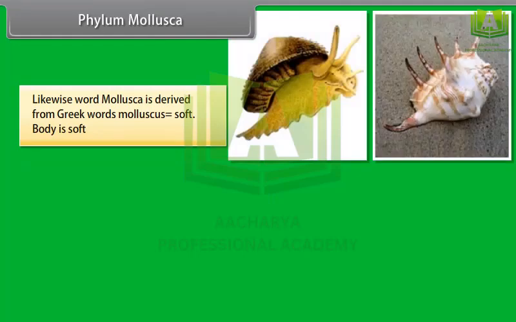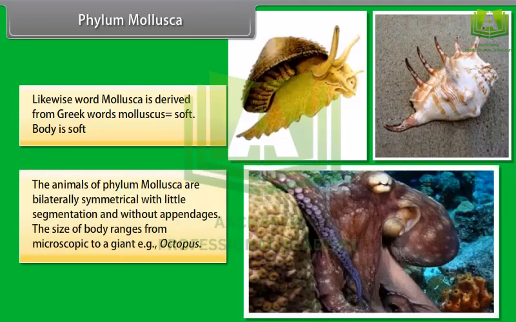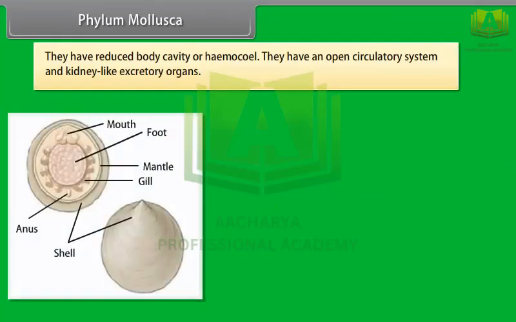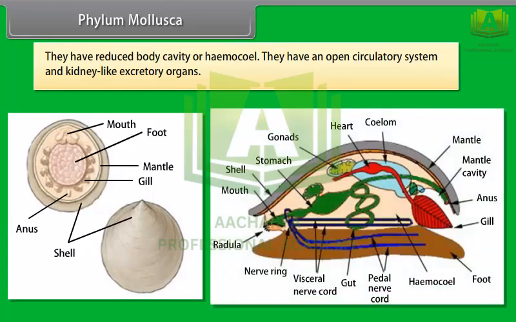Phylum Mollusca. The word mollusca is derived from the Greek word molluscus, soft, as the body is soft. The animals of phylum Mollusca are bilaterally symmetrical with little segmentation and without appendages. The size of the body ranges from microscopic to a giant, that is, octopus. They have a reduced body cavity or hemocoel. They have an open circulatory system and kidney-like excretory organs.